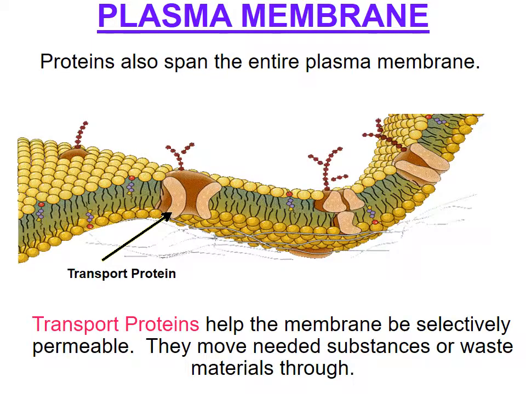Proteins are also going to span the entire plasma membrane. You can see a transport protein here, it's indicated by the arrow. They're going to help the membrane to be selectively permeable. They're going to move the substances that need to come into the cell, and they're going to move the waste materials out. Remember, not all things are small, and so the larger materials, or the materials that can't be absorbed by the lipids, they're going to have to go through protein channels.